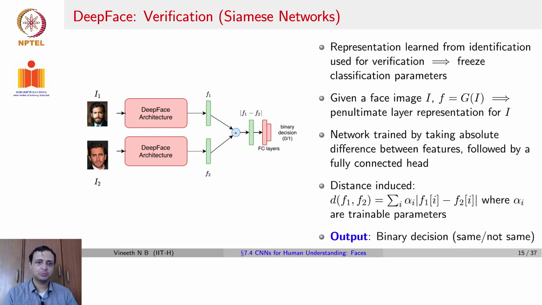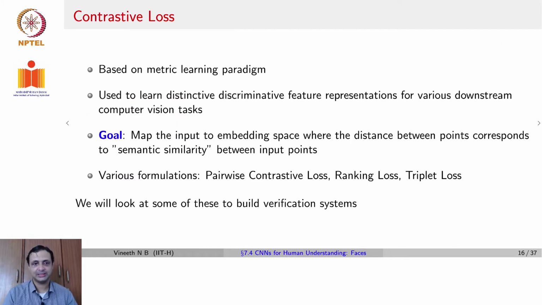This approach that was proposed in DeepFace, which was taken from the Siamese network idea of the 90s, has since been expanded in several ways. And one of the primary ideas which has been used is the notion of what is known as contrastive loss. Contrastive loss is a loss that's used for training the neural network based on the paradigm of metric learning in machine learning. Metric learning methods in machine learning attempt to learn a distance metric rather than use a Euclidean distance metric or a cosine distance metric.